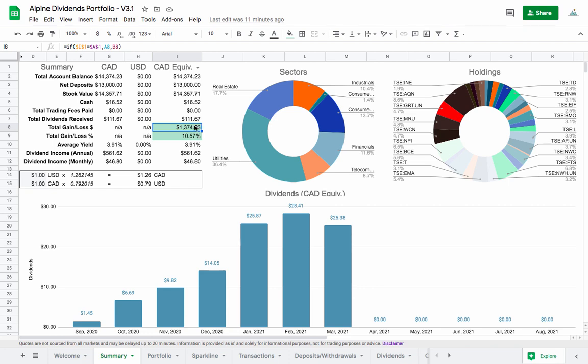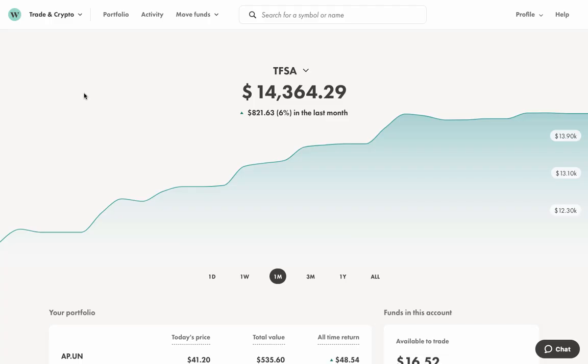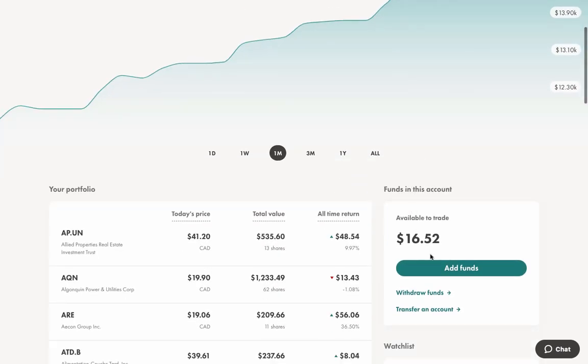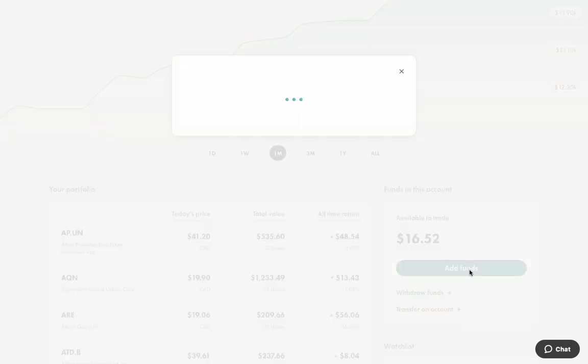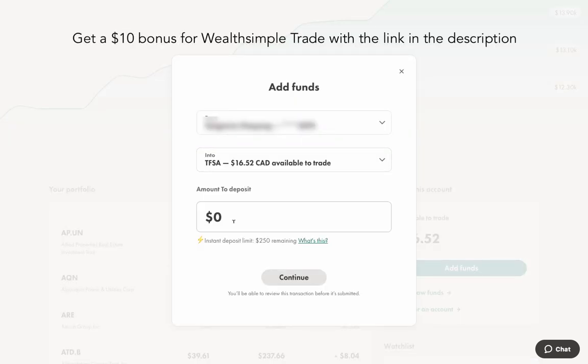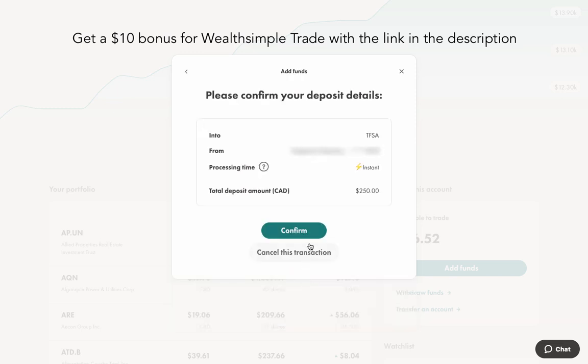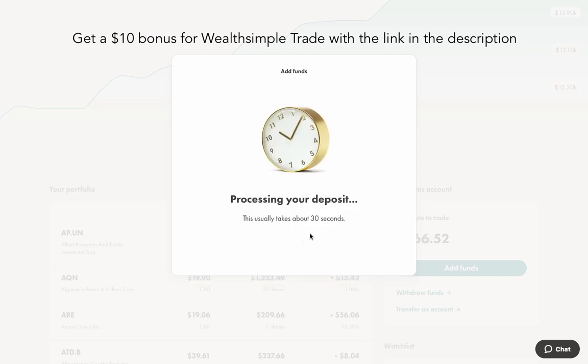So the first thing I want to do right now is switch into Wealthsimple Trade, and test the instant deposit on desktop. I've been using it on mobile before, and I just want to make sure that it actually works. Right now I have $16 in the account, but I want to add funds. I'm going to put in 250 because that's the limit for instant deposit, and that's usually the amount that I'm depositing anyways. So let's continue and see if this actually works as an instant transaction on desktop as well.